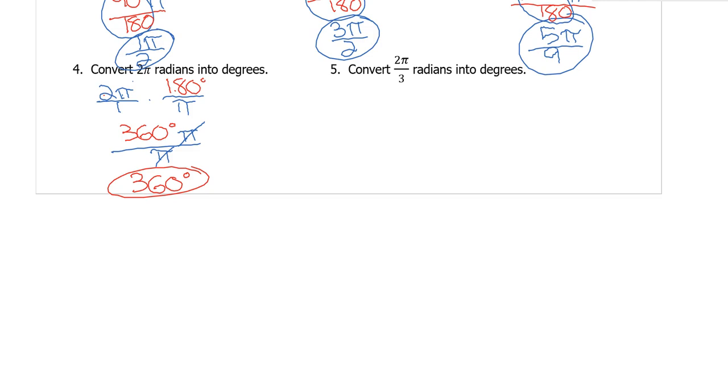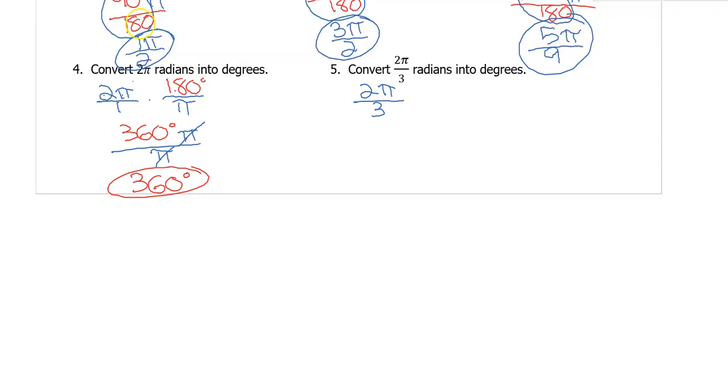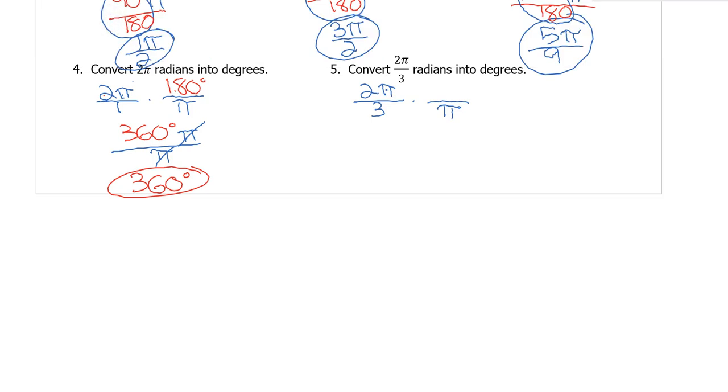Okay. Number 5, convert 2 pi over 3 radians into degrees. And now I'm starting with 2 pi over 3. This one already is a fraction, so I don't need to place it over 1. I don't need to make it a fraction. I am multiplying it by, again, I know my denominator needs to be pi, so that those cancel out. And then 180 degrees will go on top.